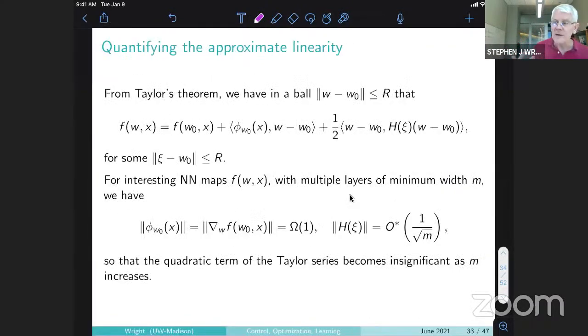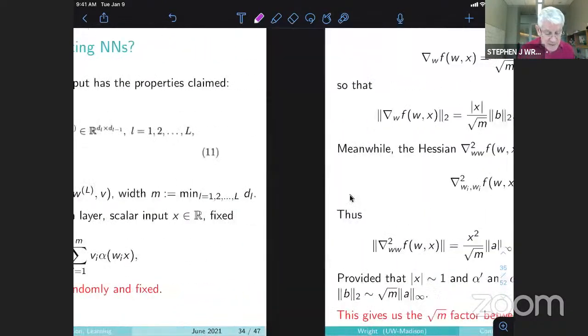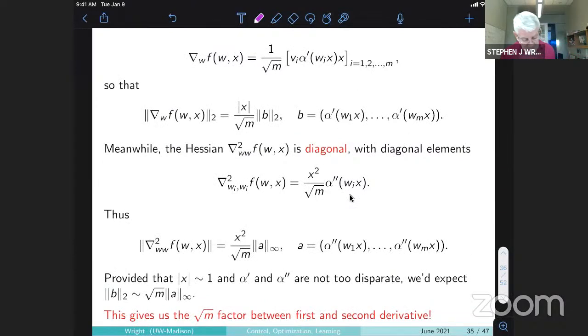Unfortunately, for lack of time, I've had to skip over a lot of the details here. I've got a few details in these slides that I've skipped that come right out of Belkin's paper that explain why this mapping is almost linear.